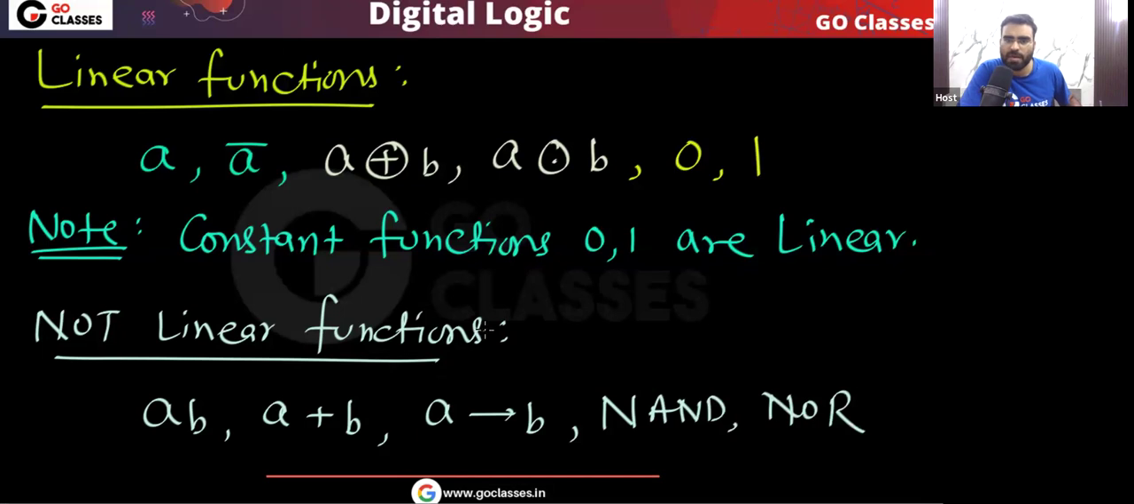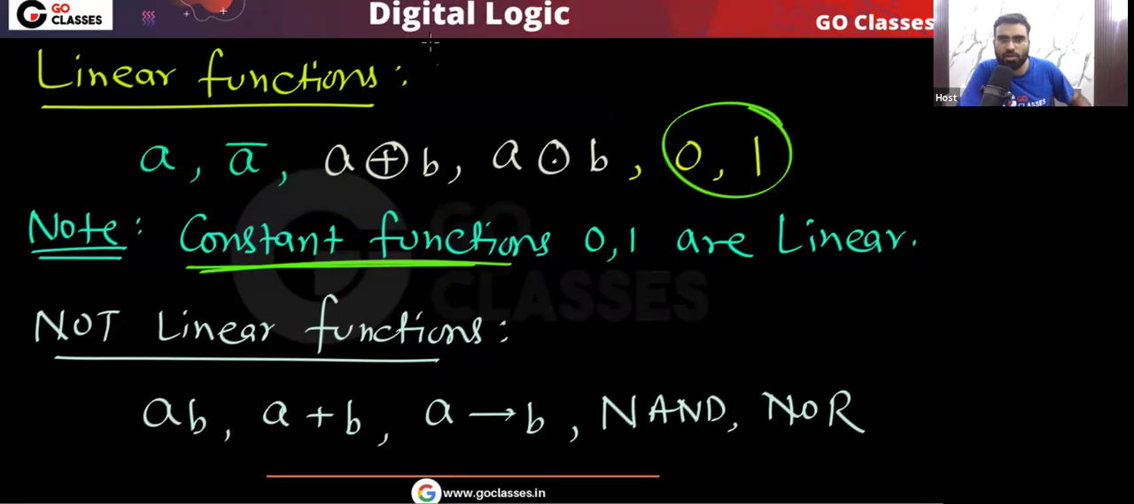Is this clear? Please tell me. You can check, just apply the definition and check. Nothing complicated, you just have to apply the definition of a linear function. Remember, the constant functions are linear. This is a note that constant functions are linear. Is this clear? Just apply the definition and check. And this is the conclusion.